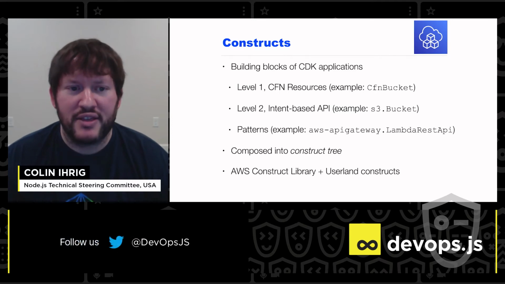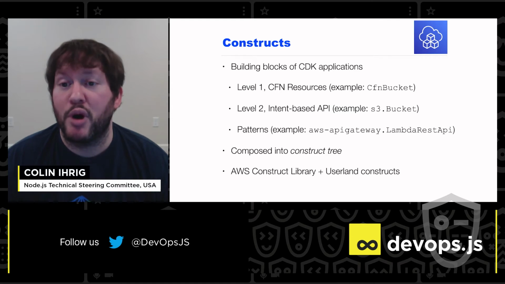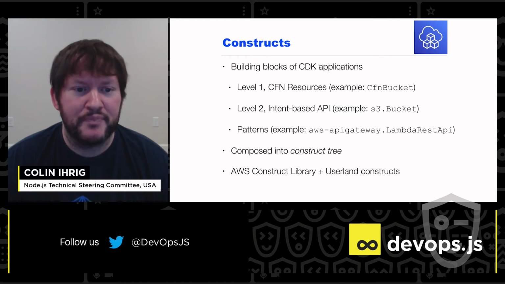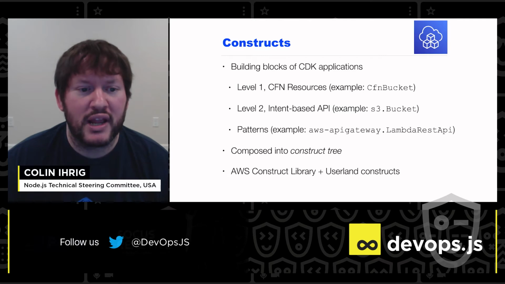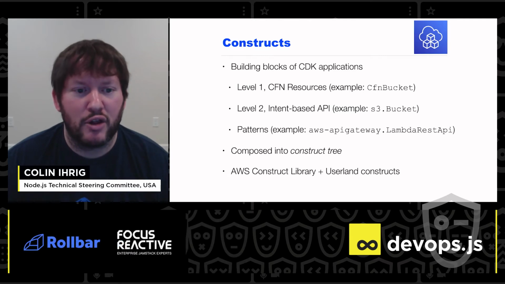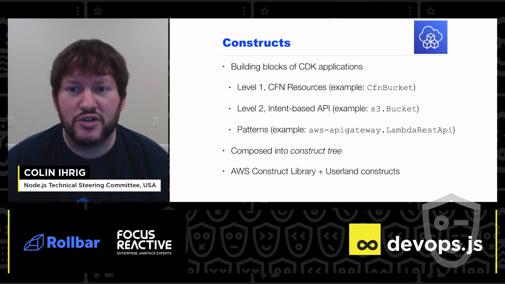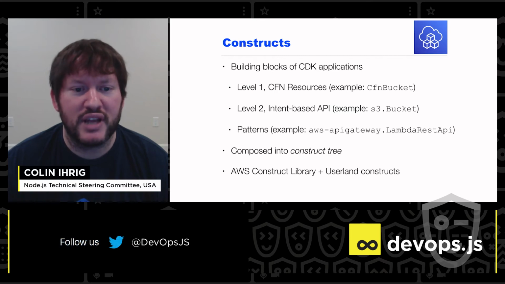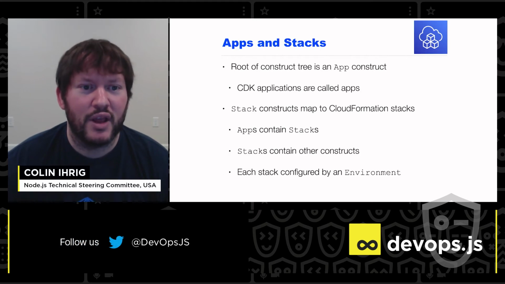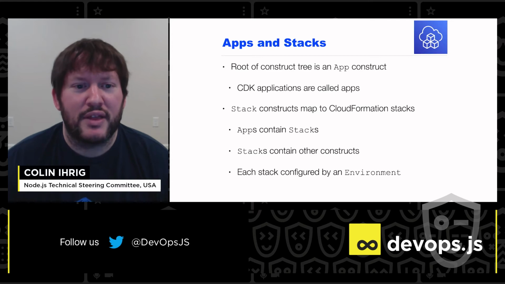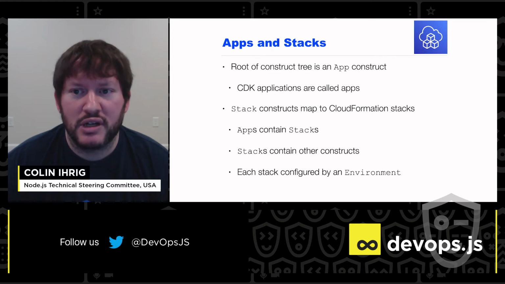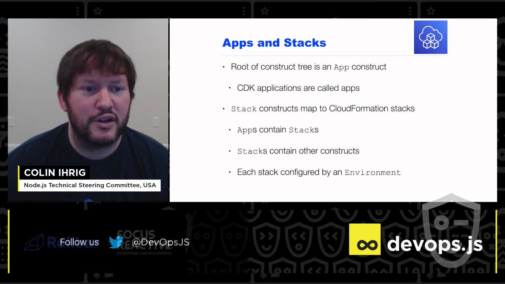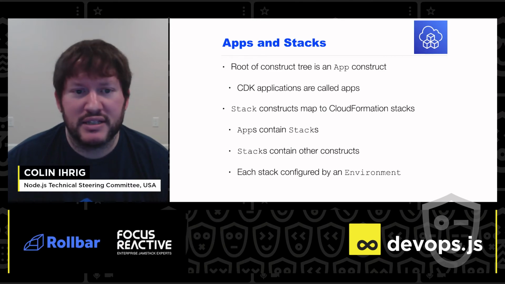And so the way that these applications work is you take your various constructs and you compose them into what's called a construct tree. And it's also worth pointing out that AWS provides a large number of constructs from their library, but it's also possible for userland to create their own constructs to be more tailored to your needs. So there are, I guess, two special kinds of constructs that are worth discussing a little bit. There are apps and stacks.